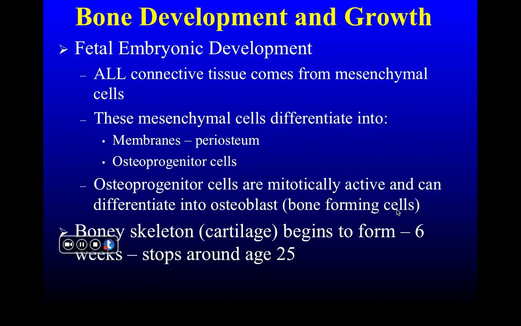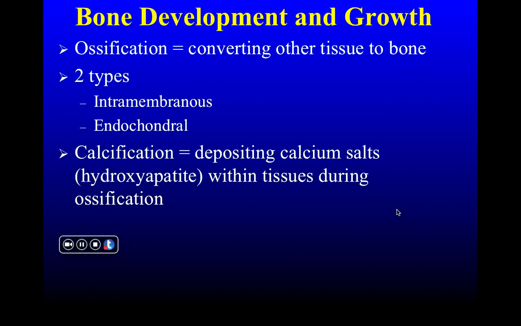How do we go from a membranous mesenchymal origin to bone? And what kind of bone would it be? And how do you go from a cartilage framework to bone? And what kind of bone would you make? Okay. Well, both of these bone formations, we said start around the 6th week, and they stop around age 25. So if you're 25 or older, you're probably not growing anymore because you're not making more bone. We'll get to that shortly too.